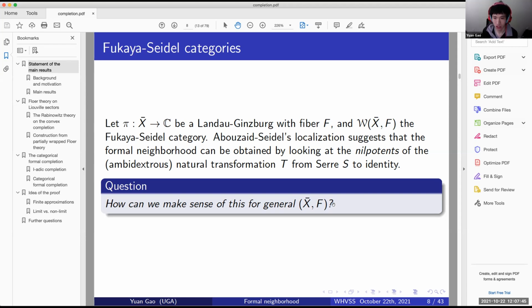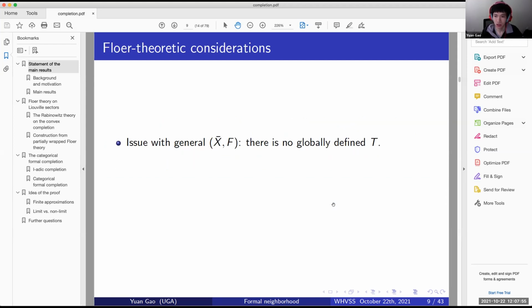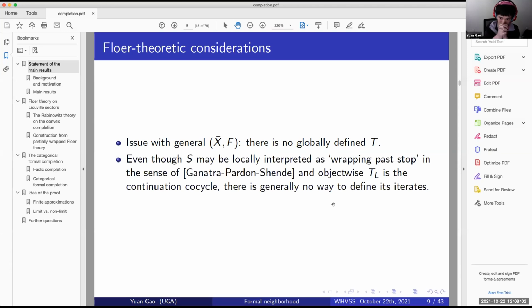So we want to make sense of this for general Liouville pairs corresponding to Liouville sectors. The issue is that there's no globally defined T, but locally you have T interpreted as some kind of continuation cocycle associated to a positive wrapping of your Lagrangian passing through the stop. However, it is a little bit difficult to define its iterates.